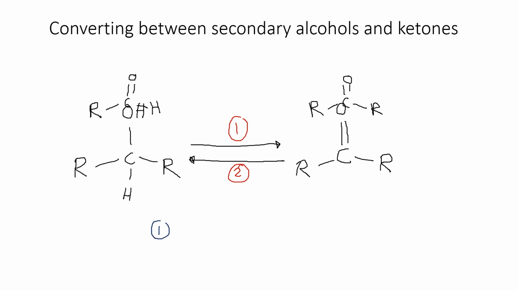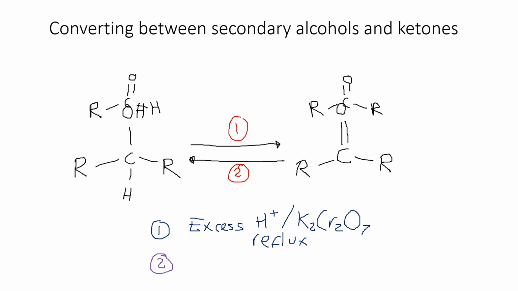For arrow 1, you are oxidizing the secondary alcohol to the ketone. You use the same conditions as for the full oxidation we just saw. So that is excess H plus and potassium dichromate, K2Cr2O7, and you reflux that. And that's your full oxidation. And the reverse of the full oxidation is the reduction. And to reduce a ketone to a secondary alcohol, we just use the sodium borohydride we just talked about.